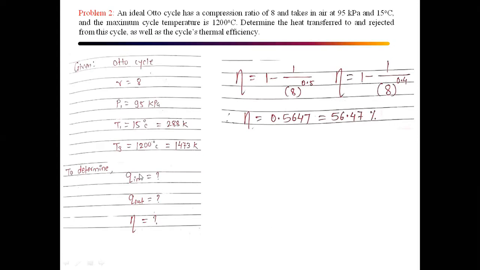Next, Q in and Q out. We know the equation of efficiency, W net by Q in. So net work is nothing but Q in minus Q out. So if we simplify this equation, it will be 1 minus Q out by Q in. We know the efficiency. So if you calculate any one of these, either Q in or Q out, you will get the second parameter. To calculate that one parameter, the value of T3 is given. So we will calculate the value of Q in.